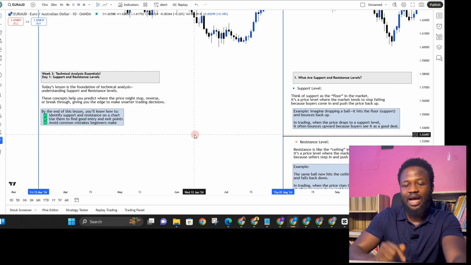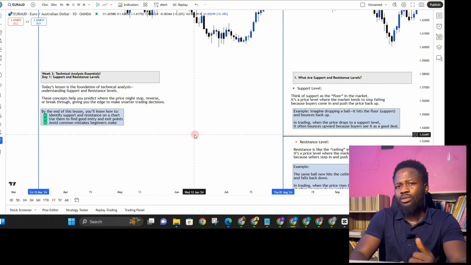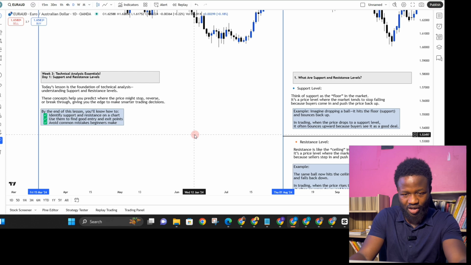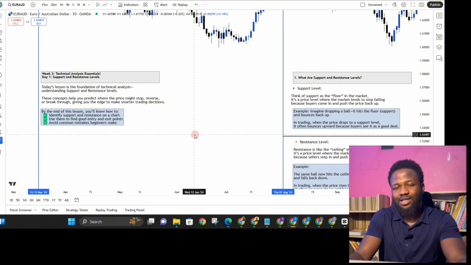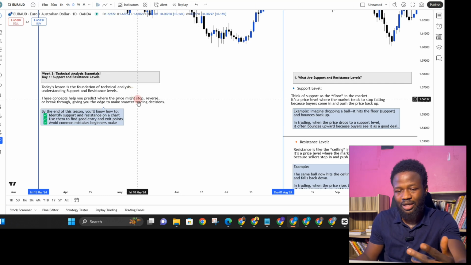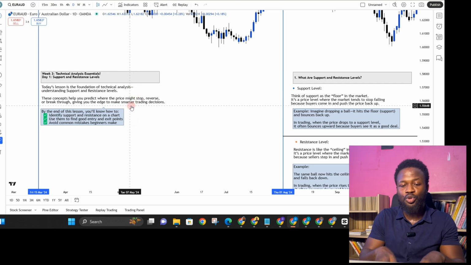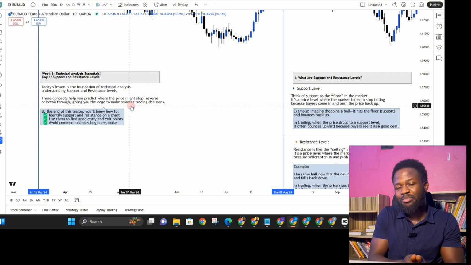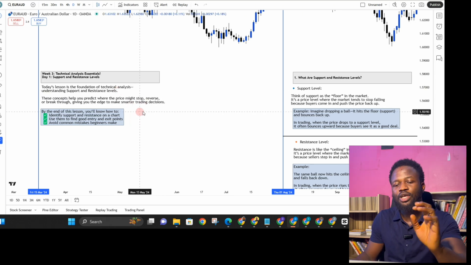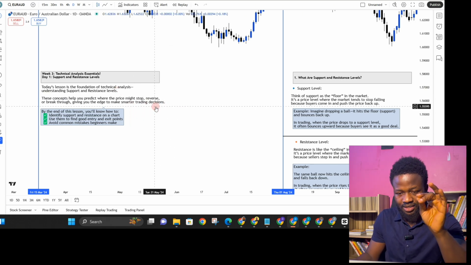So this week 3, we are looking at technical analysis essentials, and we had a whole session on technical analysis. So I'm not going to start talking about what is technical analysis all over again. Then for this first lesson in week 3, we are going to talk about support and resistance level. Finally, we are here. So today's lesson is the foundation of technical analysis, understanding support and resistance level. This concept will help you to predict where the price might stop, reverse, or break through, giving you the edge to make smarter trading decisions.